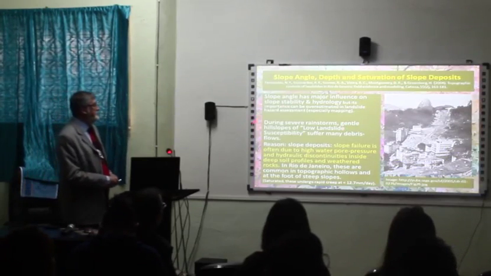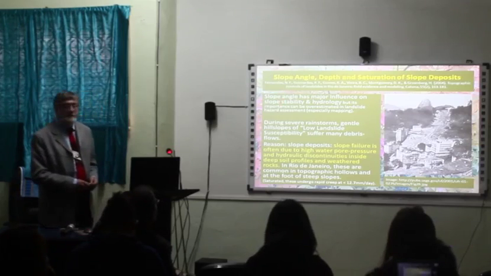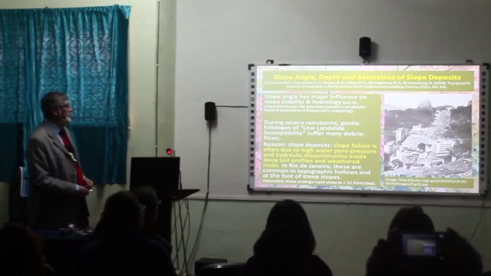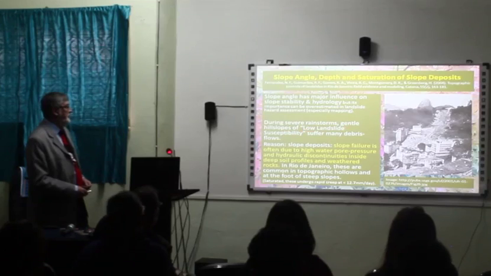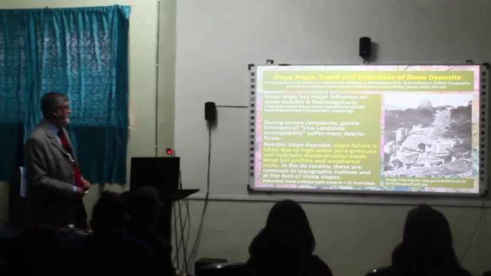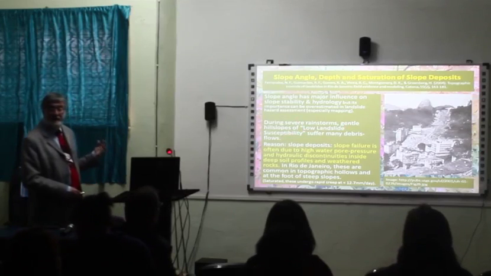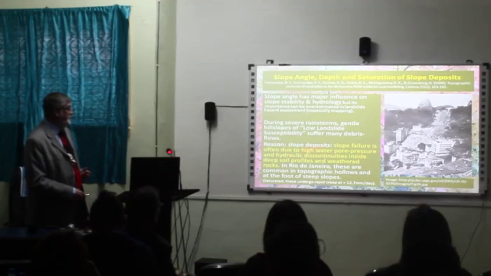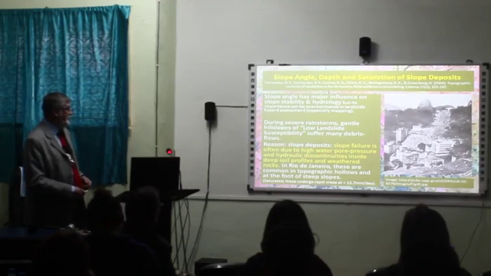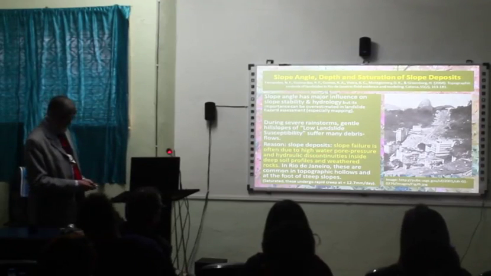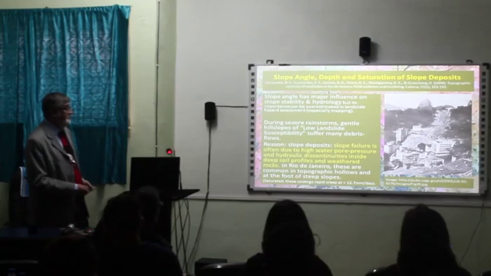So the conclusion is that slope angle is important, but its importance can easily be overestimated. During severe rainstorms in the Rio case study, gentle slopes of low landslide susceptibility suffer a lot of debris flows. And the reason we've gone through already is the fact that they're often accumulation slopes, and it's the material within them that's causing the problems, and the saturation of the material within them.